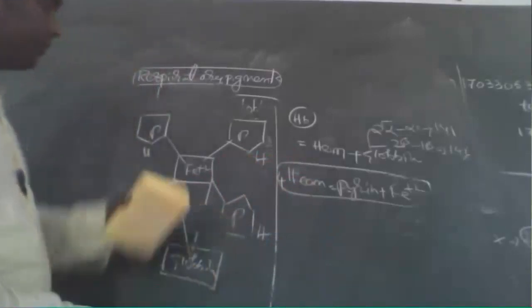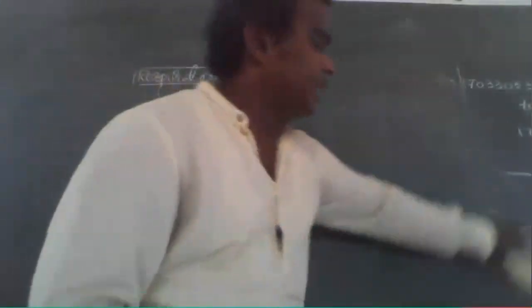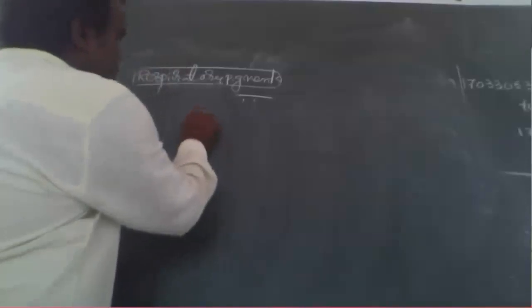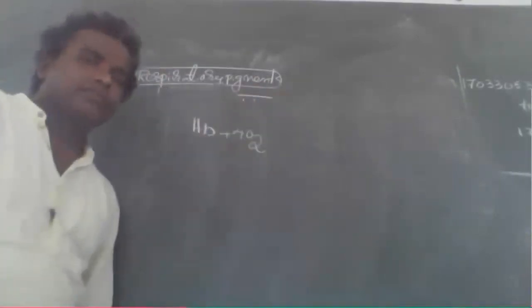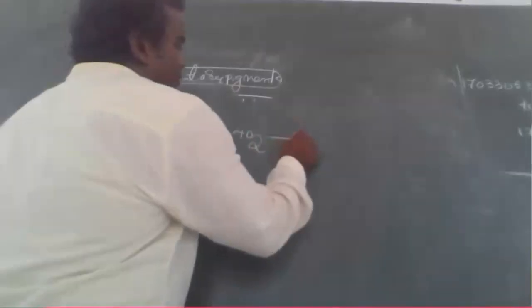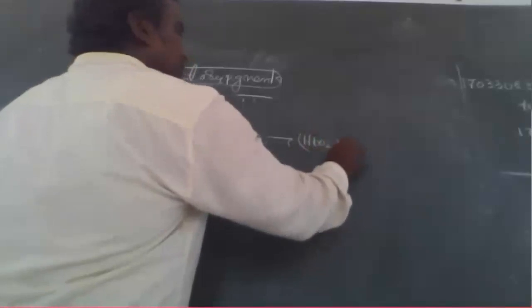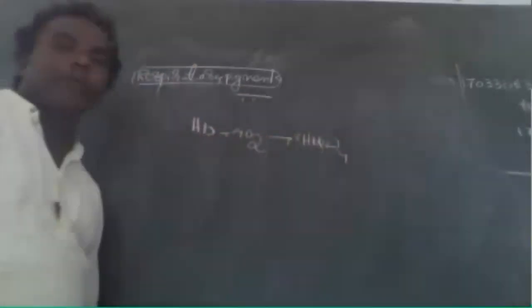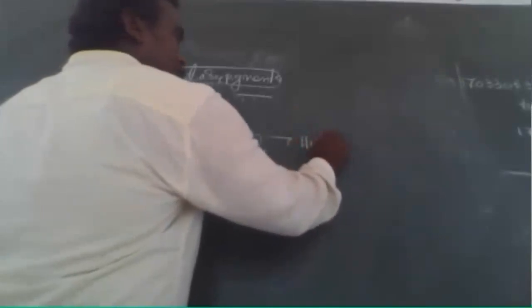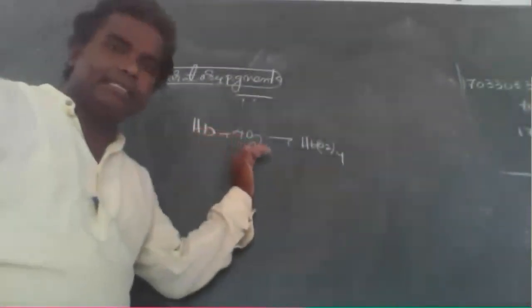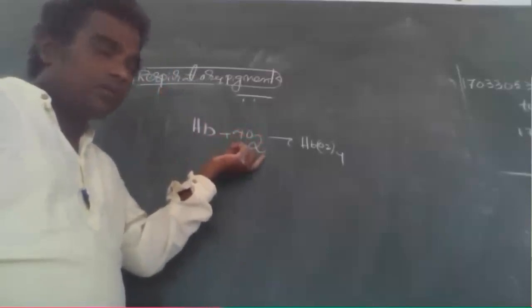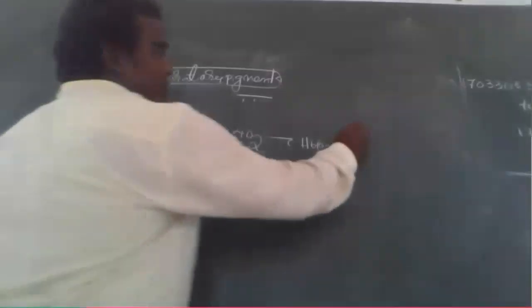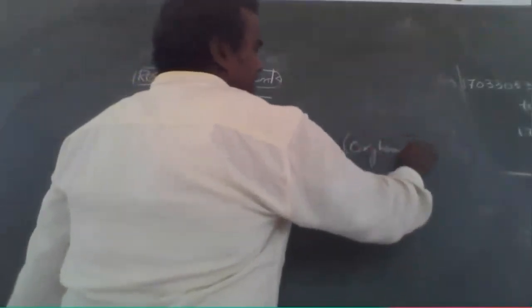Now coming to the point. One hemoglobin carries 4 oxygen molecules. When hemoglobin binds with oxygen, it should be 4 like that. So one hemoglobin carries around 4 oxygen molecules to form oxyhemoglobin. This is called oxyhemoglobin.